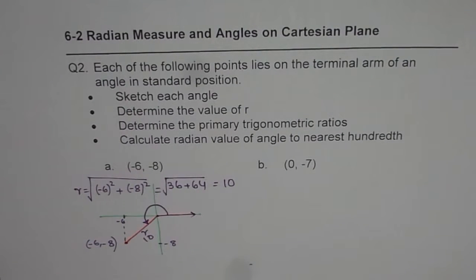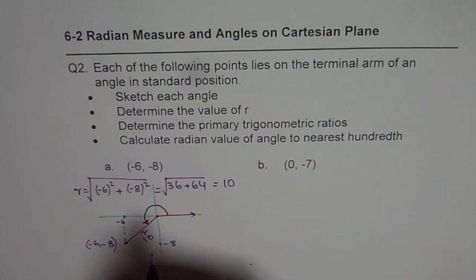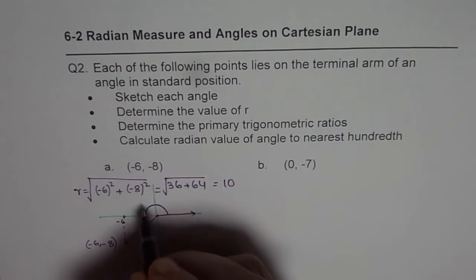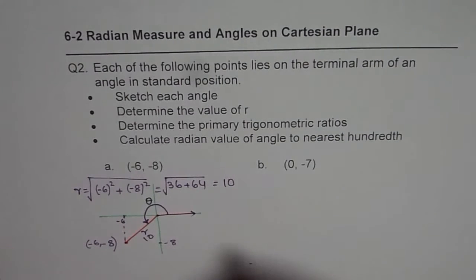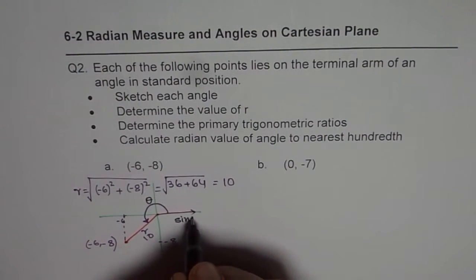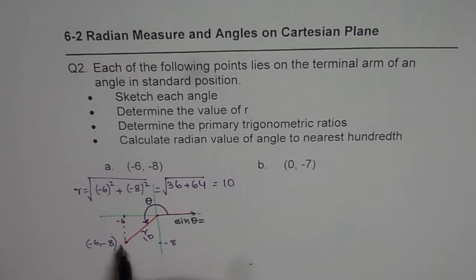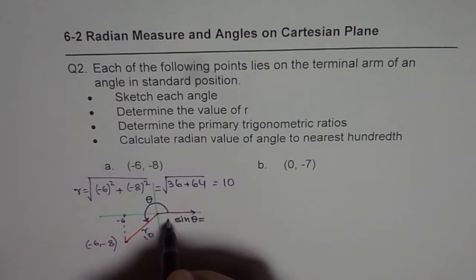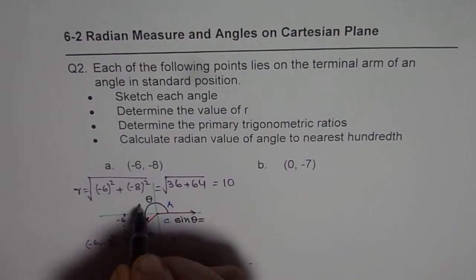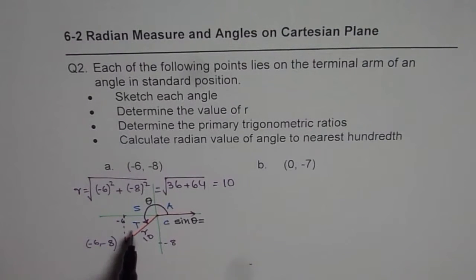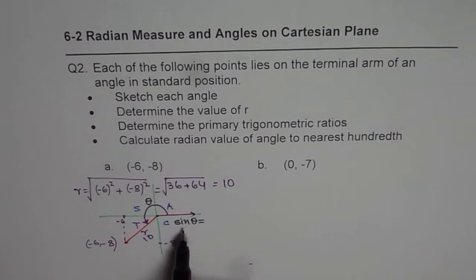Now it says determine the primary trigonometric ratios. Whenever we are talking about primary trigonometric ratios, that means sine, cosine and tan. So let me write down here sine, cosine and tan for the angle theta. Let's say this angle is theta. Since we are in this quadrant, which is quadrant 3, let's write down the CAST rule also, which will help us find the sign. So the CAST rule is CAST. Only tan is positive in quadrant 3, the rest of the primary trigonometric ratios are negative.